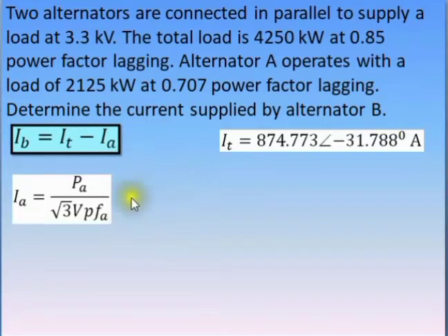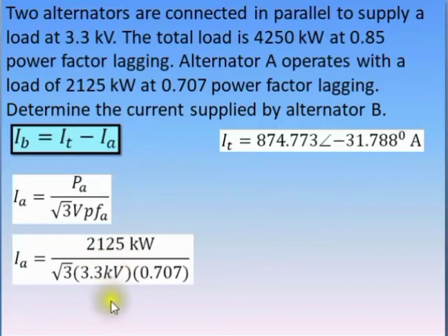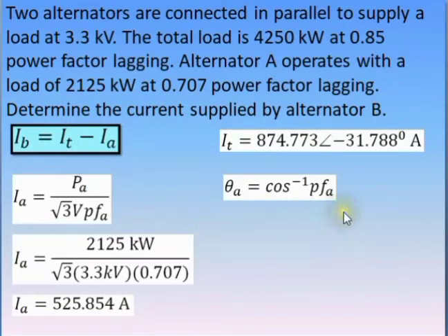Using this formula, substitute lang po natin yung mga values dito. 2,125 kilowatts, divide this by square root of 3, 3.3 kilovolts, and 0.707 na power factor. So we have here 525.854 amperes. Kunin naman po natin ngayon yung kanyang angle using this formula.